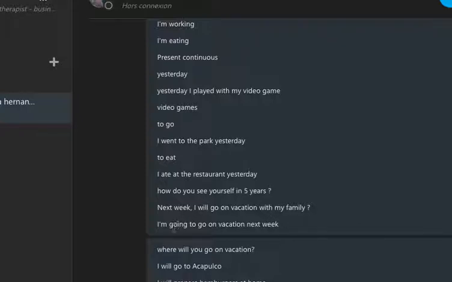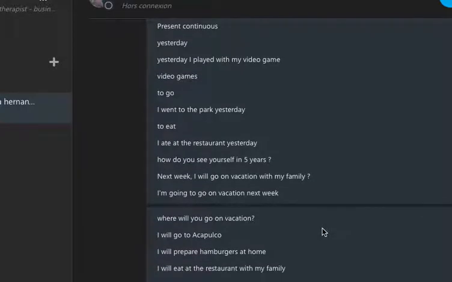So we have two kinds of future. I'm going to plus a verb. I will plus a verb, okay? Where will you go on vacation? I will go to Acapulco. I will prepare hamburgers. So don't forget the H. We pronounce them all. Sorry. I will prepare hamburgers at home. I will eat at the restaurant with my family.